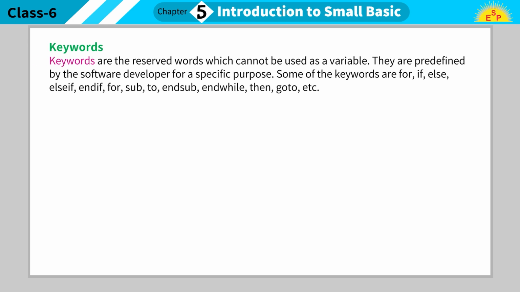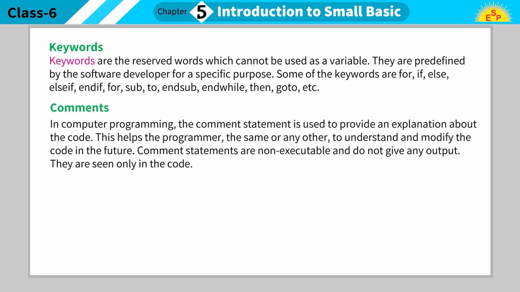Keywords. Keywords are the reserved words which cannot be used as a variable. They are predefined by the software developer for a specific purpose. Some of the keywords are for, if, else, else if, end if, sub, to, end sub, end while, then, go to, etc. Comments. In computer programming, the comment statement is used to provide an explanation about the code.